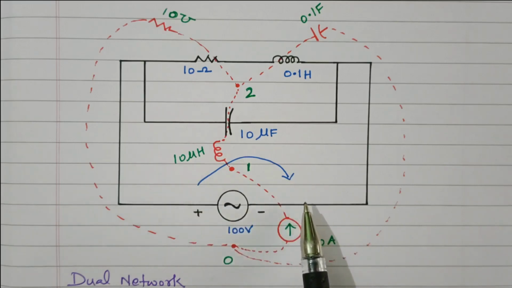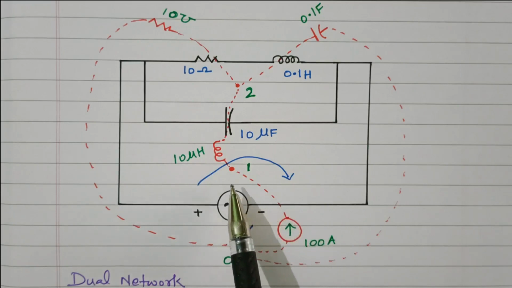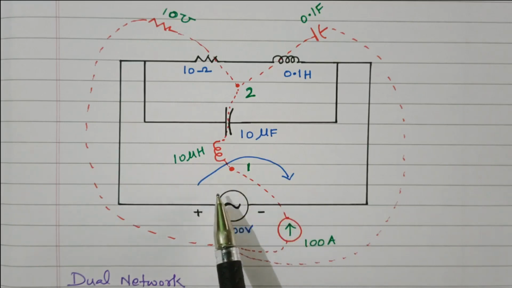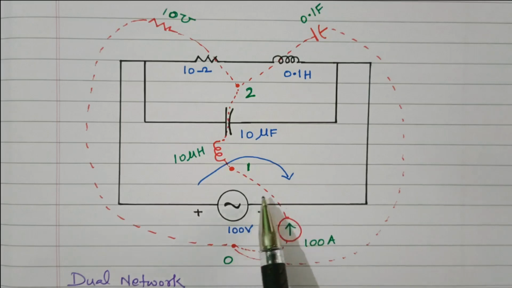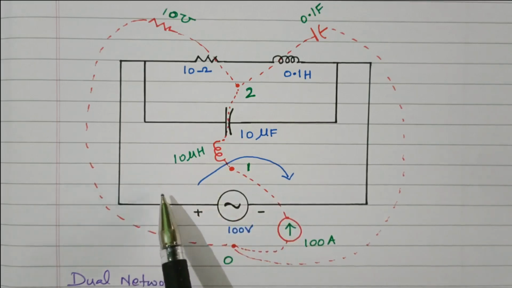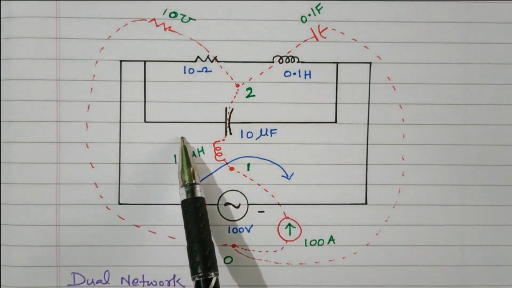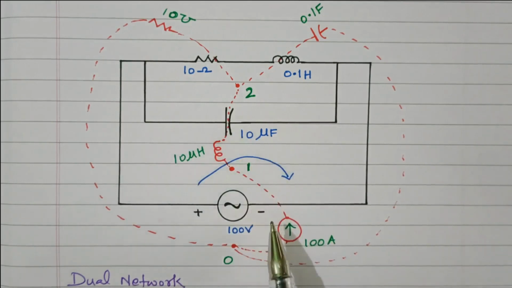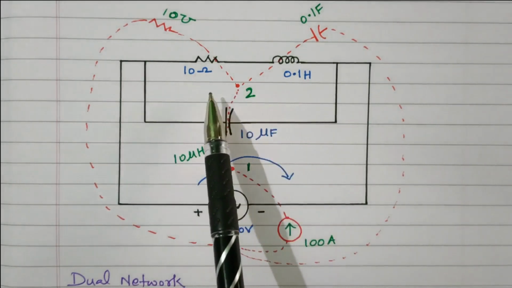First we need to identify the loops. We need to place a dot for every loop. So this is the first loop. A loop is nothing but a closed path. So the current is flowing through the voltage source and capacitor. This is one closed path. This is another closed path.